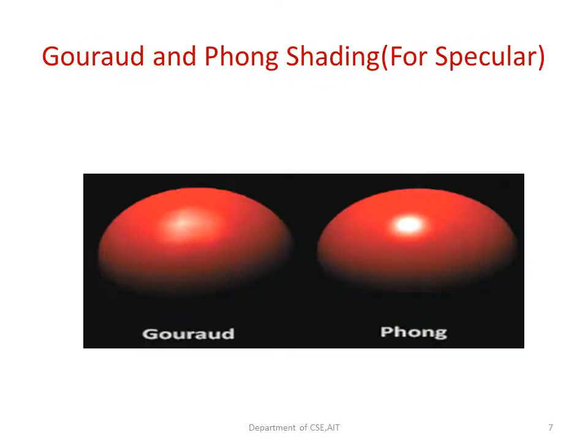These objects here are created by making use of Gouraud shading and Phong shading. You can see that in the Phong shading the specular is very sharp, where we have the white light concentrated at one point. That means the shininess is more in the case of Phong lighting, whereas in Gouraud it is very less. The specular effect is less in Gouraud.